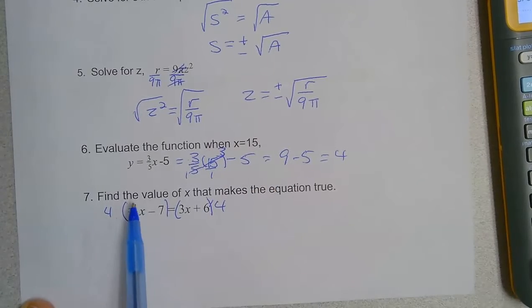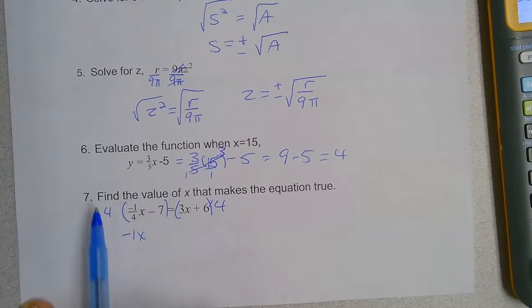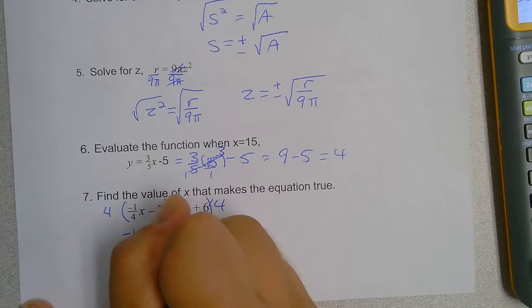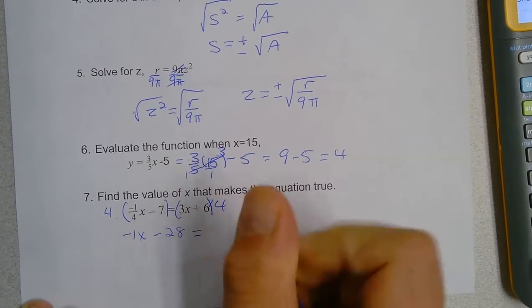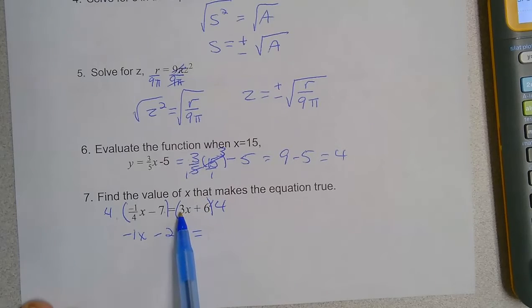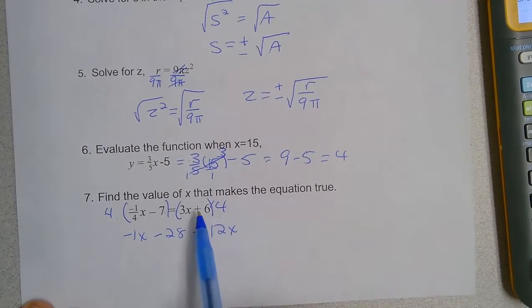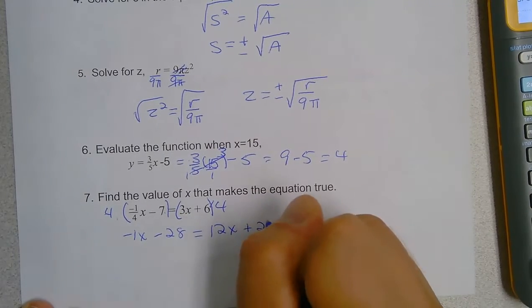The reason that's going to get rid of that negative 1/4. So 4 times negative 1 over 4 is going to be negative 1x. And then we do 4 times 7 would be minus 28 equals here. And when I distribute from the backside, you go 3x times 4 would be 12x, plus 6 times 4 would be 24.